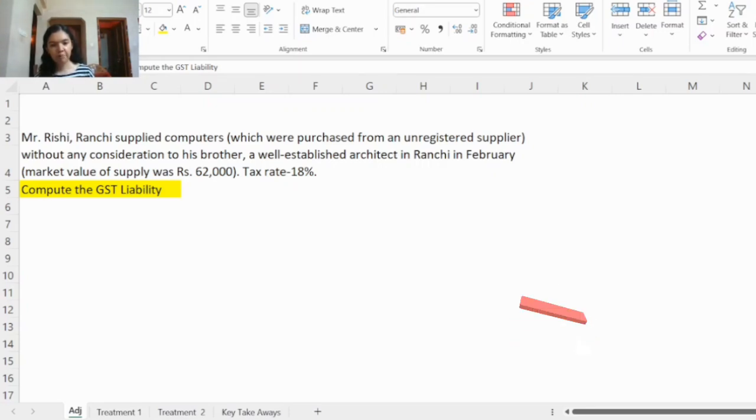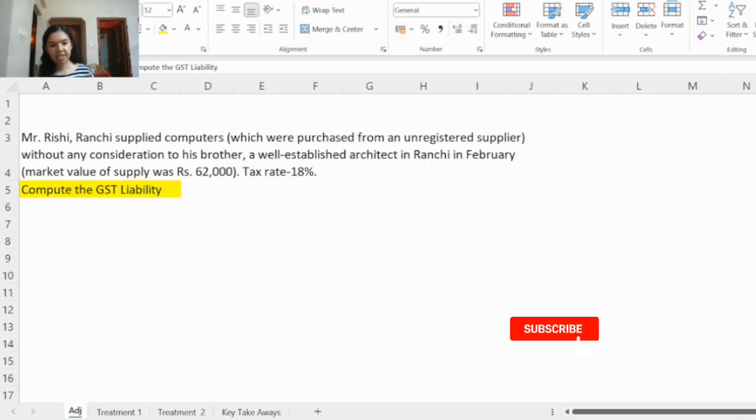So now before jumping into the tax computation, let's break this down carefully. First, when it says Mr. Rishi supplied computer, that clearly means it's an outward supply because Rishi is the one supplying the goods. So the computers were purchased from an unregistered supplier. This word is important here, unregistered supplier. He has purchased it from a person who is not registered. So that detail will be important when we check whether ITC was availed or not.